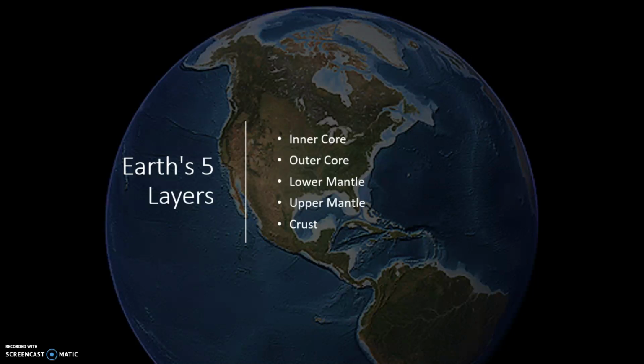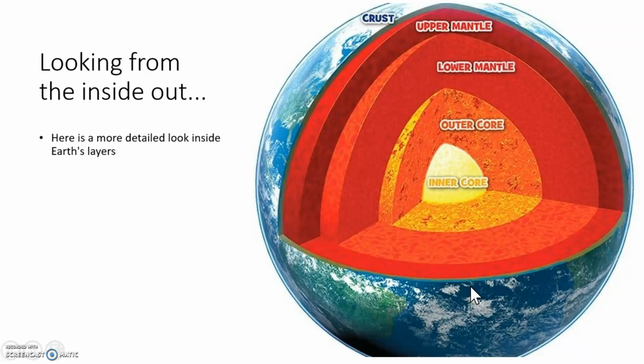So, we have the inner core, which is the very center, and we're going to be working from the inside out. After that, we have the outer core, the lower mantle, the upper mantle, and then the crust. So here is a more descriptive image if you could put it in your head. This is the inner core, and then the outer core, and then you have the lower mantle and the upper mantle, and then the crust is the thinnest one.